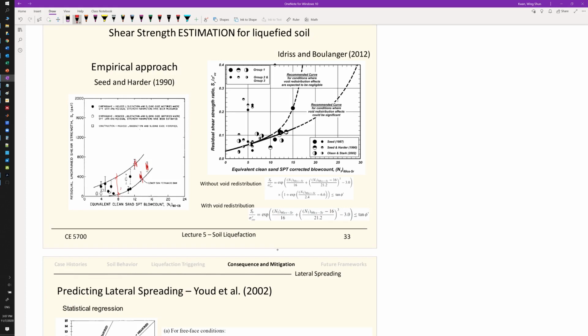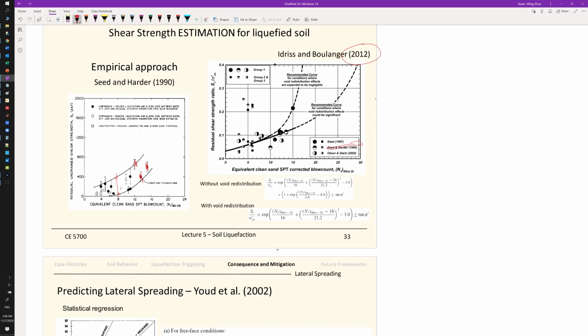But if you need some information or some numbers to do your preliminary analysis, this could be a good start. And this is 1990 and 2012, Idriss and Boulanger. They make use of more case history data. Some of it is from the Seed and Harder 1990 data here, and they have more experimental or field data. They try to draw a curve, and again there's very high uncertainty, and they tend to be conservative, because that's just very hard to deal with for this soil liquefaction phenomenon, not just soil behavior. It's a two phase material coupling with each other.